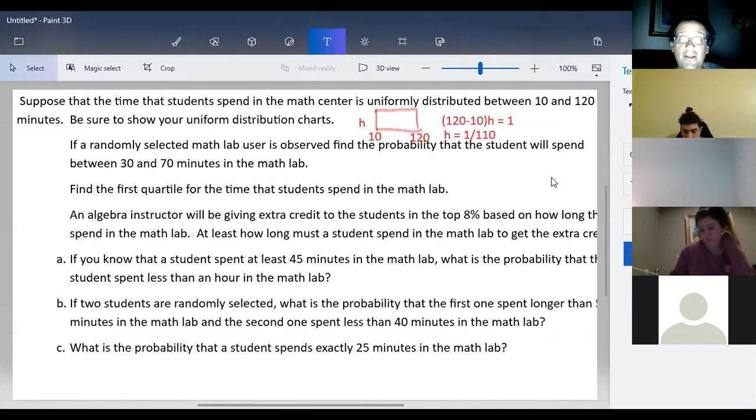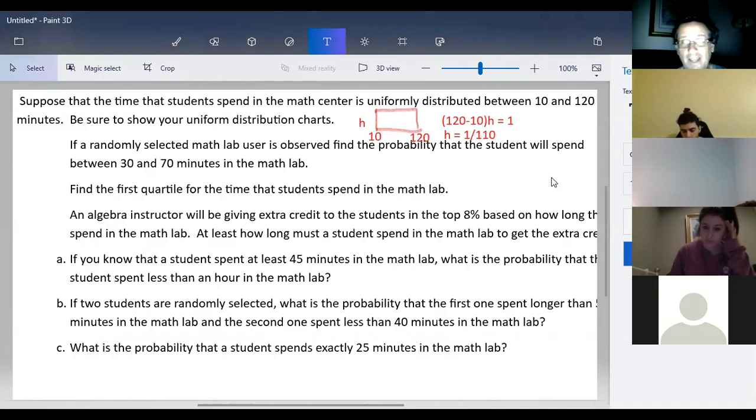Any questions on that? I thought you said that the whole area under the curve was one and that the rectangle was just like a section of that. So in this case, when we say it's uniformly distributed between 10 and 120, that means nobody comes in and leaves before 10 minutes, and no one's allowed to stay more than 120 minutes. So maybe the center's only open for 2 hours, for example. Does that make sense? Yeah. So when it's uniform, that's what that means.